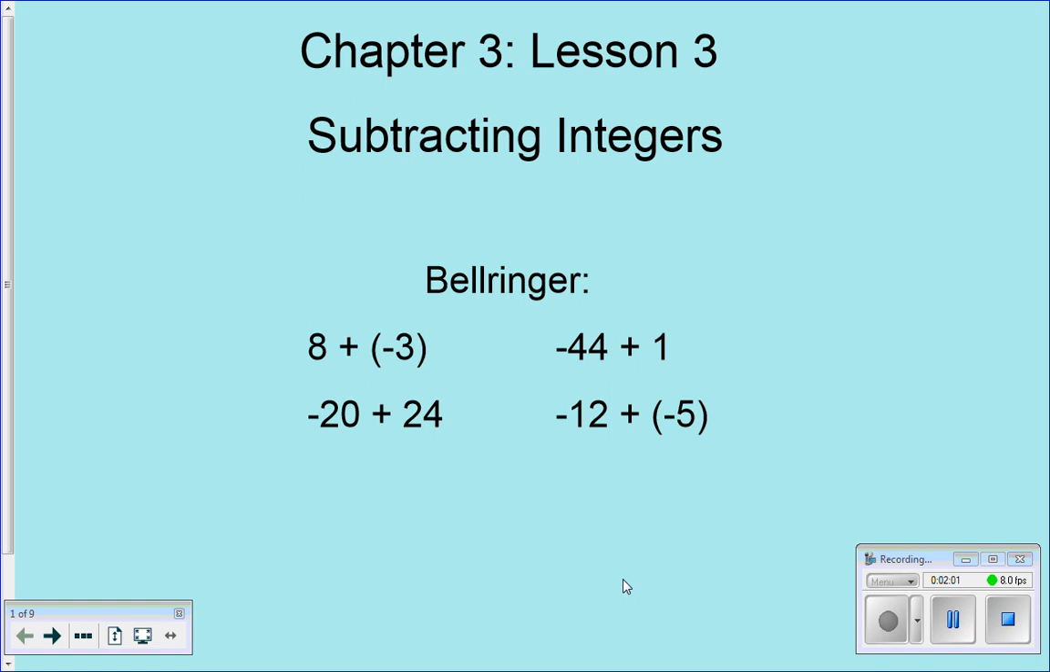Then we got this one. Negative 12 plus negative 5. Do I have any dogs in this problem? I have all cats. So how many cats am I going to have total? Negative 17. So don't forget the negative.